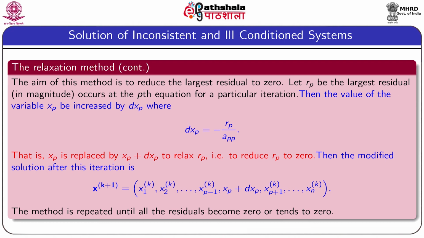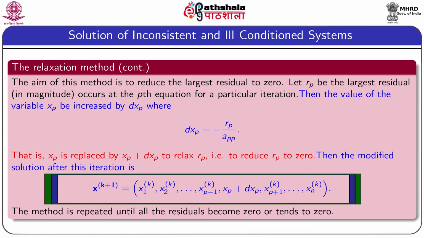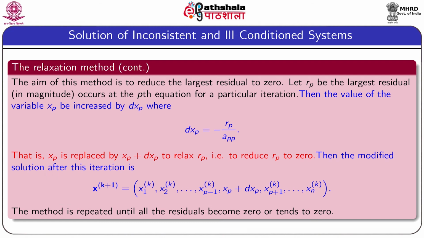Then the modified solution after this iteration is xk plus 1, that means the solution obtained at the k plus 1 iteration, which is equal to x1k, x2k, up to xp minus 1 k, and the pth value is xp plus dxp, then xp plus 1 k up to xnk. So this is the k plus 1 iterated value of the given system of equations. The method is repeated until all the residuals become 0 or tend to 0. So this is the termination condition.